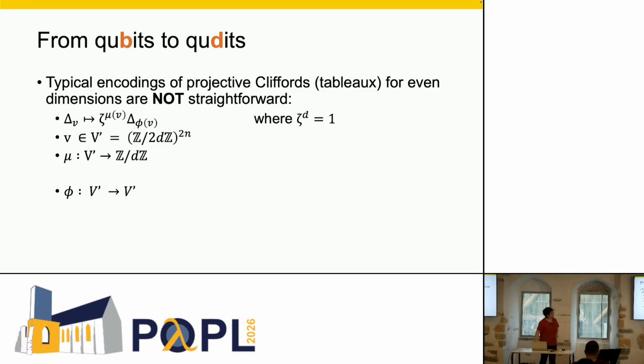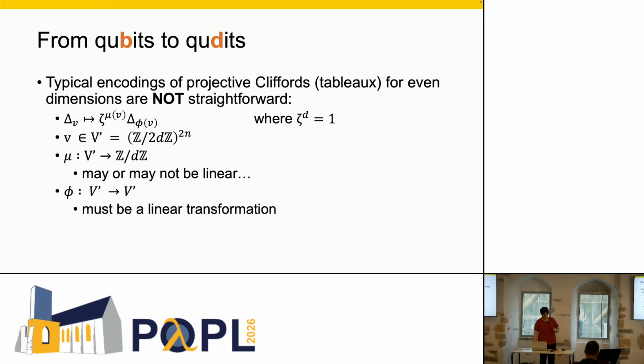Furthermore, this mu may or may not be linear. We don't necessarily know what constraints it's going to have. Phi can be linear. We can choose this encoding so that phi is linear. But then it's only a symplectomorphism if mu is linear, but we don't necessarily know what properties mu is going to have. So this is not a way to understand what properties we're going to get here. Okay.